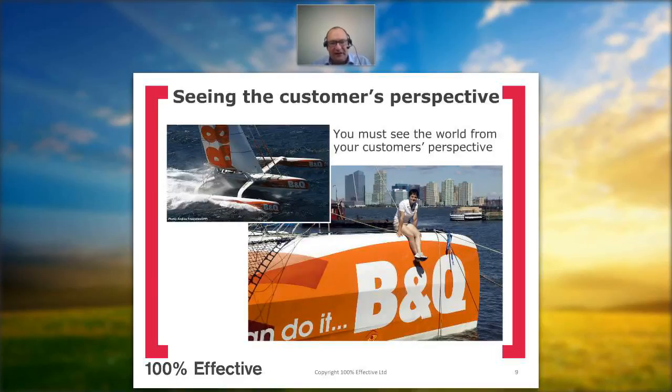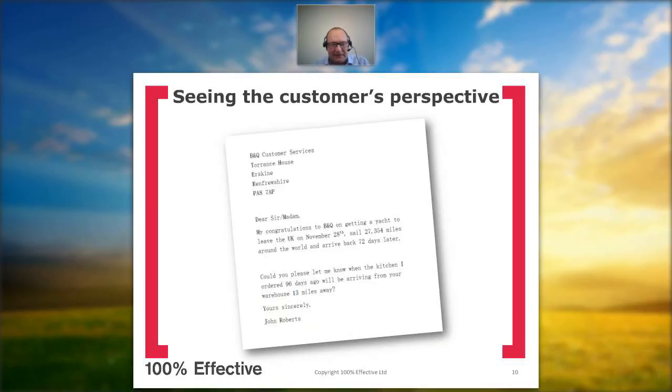So here's a great example. B&Q did some fantastic marketing, they would say. They've got their brand all over Ellen MacArthur when she went round the world in her single-handed yacht race. But here's what one of their customers had to say: you've travelled all this way around the world, you've done it in 70 odd days, you've done fantastic. Why can't you help me deliver my kitchen, which is just down the road? So if we don't get that right, we're in all kinds of problems.